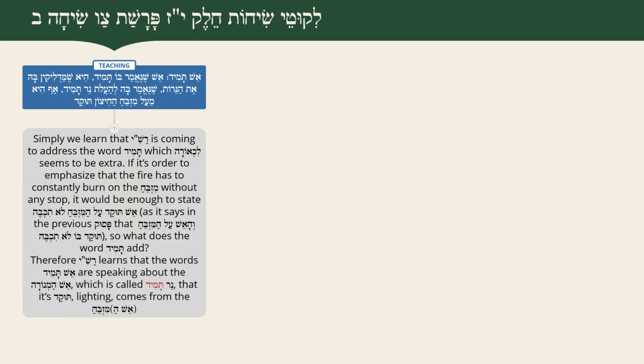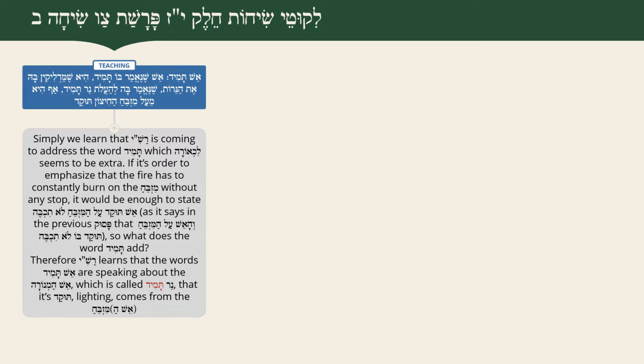Now, b'pashtus, simply we learn that Rashi is coming over here to address the word Tamid, which l'chorah seems to be extra. Because if it's in order to emphasize that the fire has to constantly burn on the Mizbeach without any stop, then it would be enough to state, like it says in the pasuk, without the word Tamid, "Eish tukad al haMizbeach lo sichbeh," as it indeed says in the previous pasuk that "Eish al haMizbeach tukad bo, lo sichbeh." And so, what does the word Tamid add?